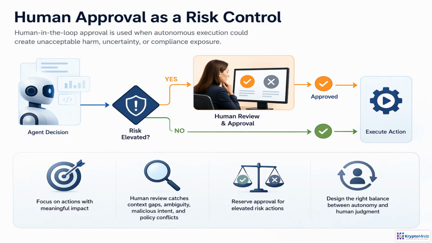Human approval matters when an agent's action can affect the real world in a meaningful way. Low-risk actions, like reading non-sensitive information, can often run autonomously. Higher-risk actions, such as sending a client email or changing a record, may need review before execution. Some actions, including deleting critical data, should be blocked outright.